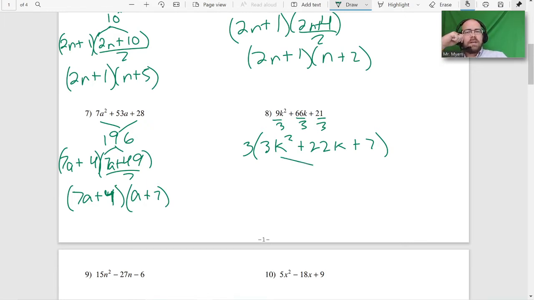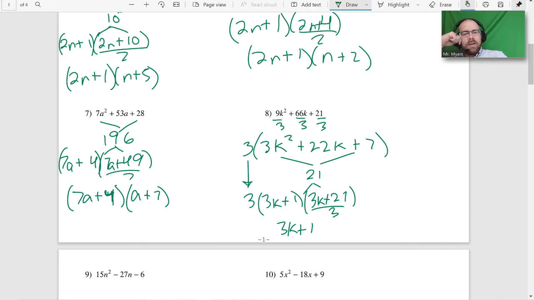Okay, so anyways, that's going to be 21, which is 1 and 21 to add up to 22. And then we put 3k's in front. 3k, 3k. Divide that by 3. So then I get 3k plus 1. Oh, there's a 3 right here, because that 3 drops down. 3k plus 1.